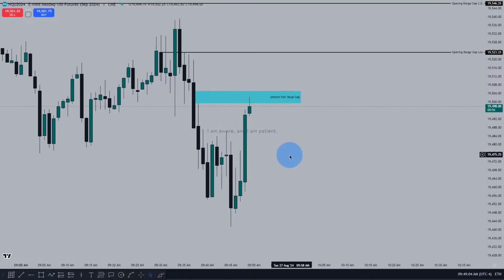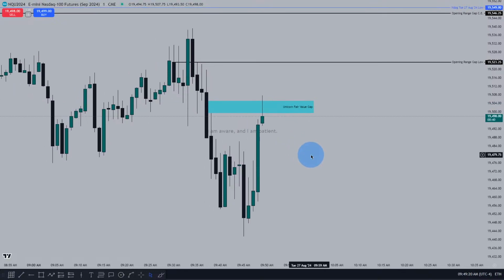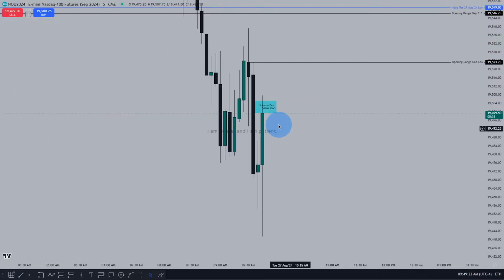There's that unicorn fair value gap. Let's see what it does inside of it. If it respects it or not is going to be irrelevant. I just want to see what it does. If it does respect it, then that could grant me a trade. If it doesn't, then I don't really care. But yeah, I just want to see how price trades into it, and also know that this is also a 5-minute gap.